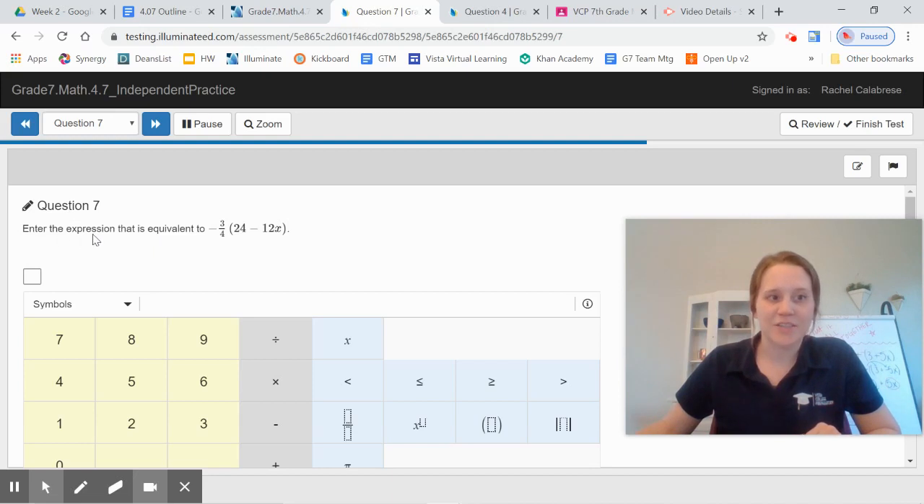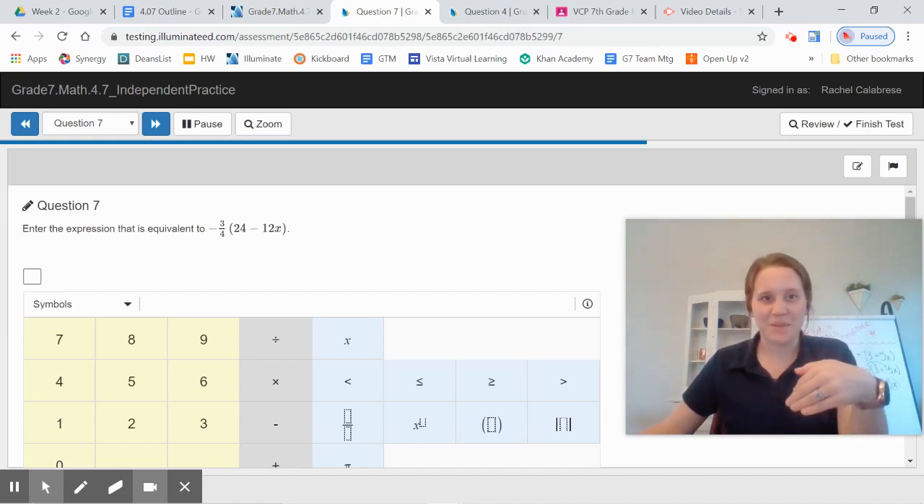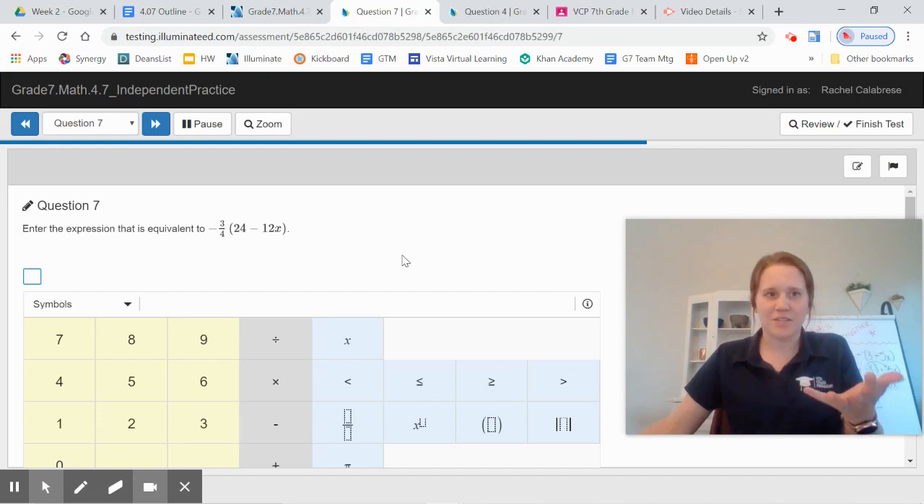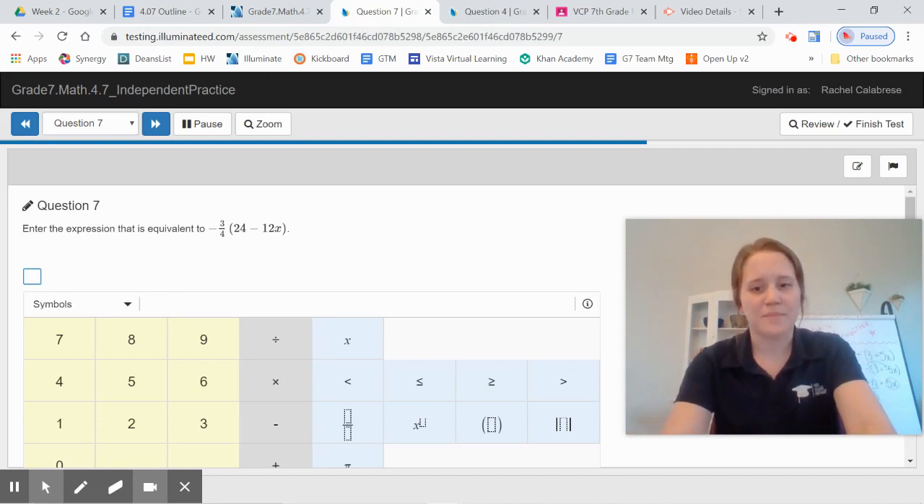So I just wanted to show it to you ahead of time. Question 7 says, enter the expression that is equivalent to negative 3/4 parentheses 24 minus 12x. No problem. When it says enter the expression that's equivalent, it's asking you to simplify it completely. So please simplify it just like we've been practicing the whole video. This keyboard you can use if you put your cursor here and click. That's your little text box. It gets bigger as you type. You can push these. You can also just use the keyboard.